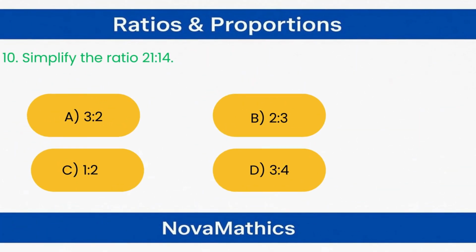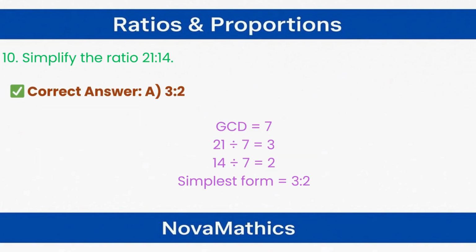10. Simplify the ratio 21 to 14. Divide both by 7 to get 3 to 2.